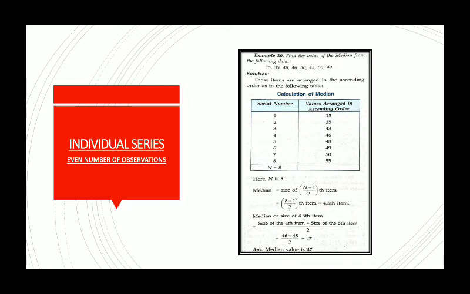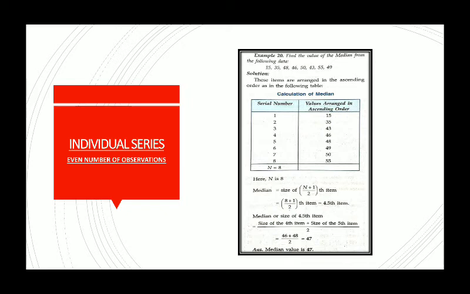8 is even. So the formula will be the same, n plus 1 by 2th item, which is 8 plus 1 by 2th item, which is the 4.5th item. Now here we don't have a 4.5th item in the series. 4.5 lies between 4 and 5. So in order to calculate the median, we will add the 4th and 5th items and divide by 2, because it is the middle between 4 and 5.